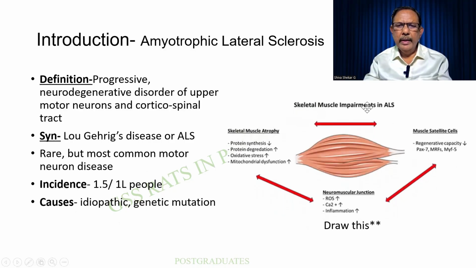And there is a superb diagram you must draw. The muscle fiber is given here schematically. Skeletal muscle impairment in ALS. What happens? There is a muscular atrophy because of decreased protein synthesis, increased degradation, increased oxidative stress, and mitochondrial dysfunction. The muscle satellite cells lose their regenerative capacity. And the neuromuscular junction will be showing increase in reactive oxygen species, increase in calcium, and the inflammation, which I think will fetch us the marks.